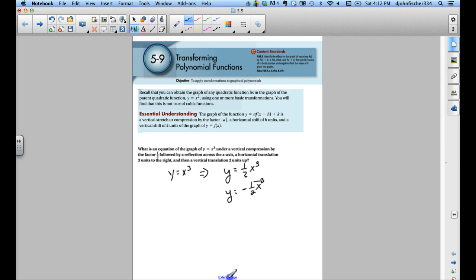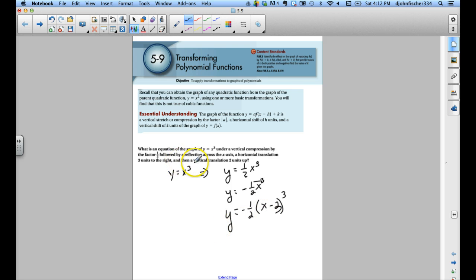Now horizontal translation, 3 units to the right. This is a tougher one here. 3 units to the right means we're going to keep the 1/2 here. To the right means we're going to have x minus 2 cubed. Now why is it x minus 2? Because it's, is it 3 units? Oh, sorry, x minus 3. 3 units to the right. It has to be what makes it 0.